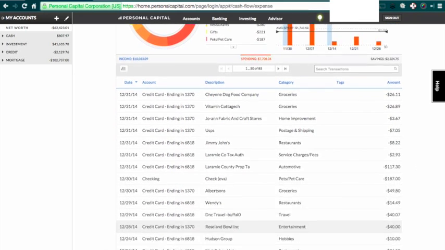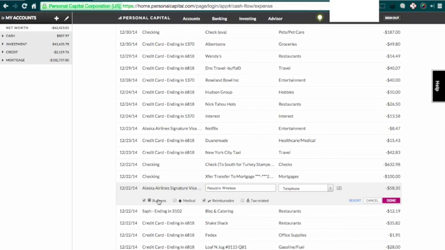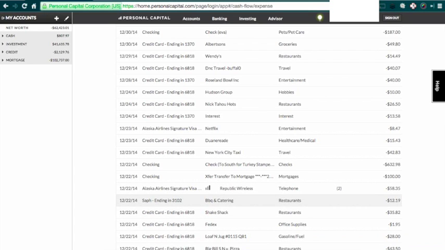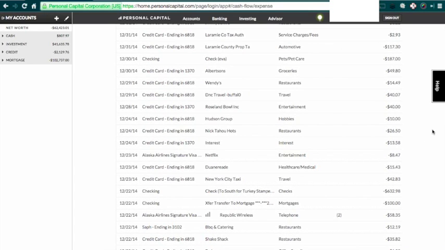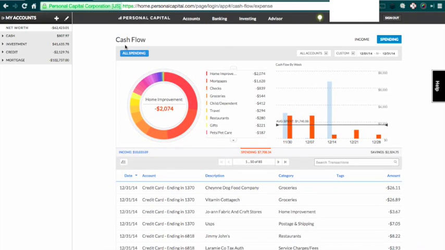I've got down here, you can see my telephone. I have that checked as business related and reimbursable because at the end of the year, I use my phone a lot for my personal business and I write some of it off come tax time. So it's nice to have all of that information in one place. It'll tell me how much I spent on my phone and how much I'll be able to write off come tax time.